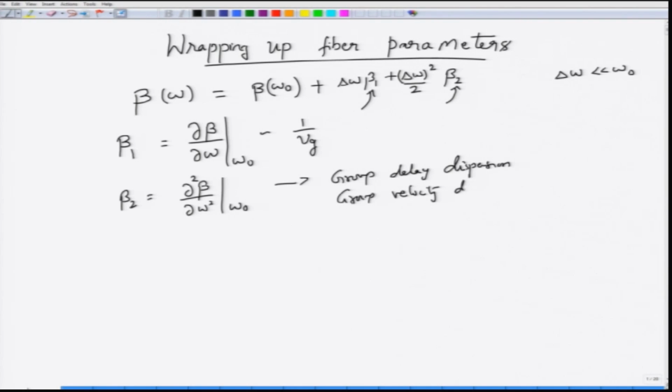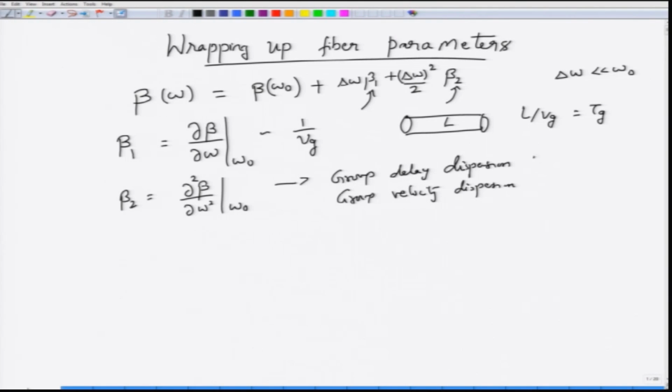Beta 1 is inversely proportional to Vg. If you consider a length L, then L by Vg will correspond to the group delay. So, this term beta 2 can be thought of as the variation of group delay with respect to frequency, and therefore, this can be considered as group delay dispersion. How does tau g vary as a function of omega? Because 1 by tau g corresponds to Vg, the group velocity, you can call this the group velocity dispersion parameter as well.